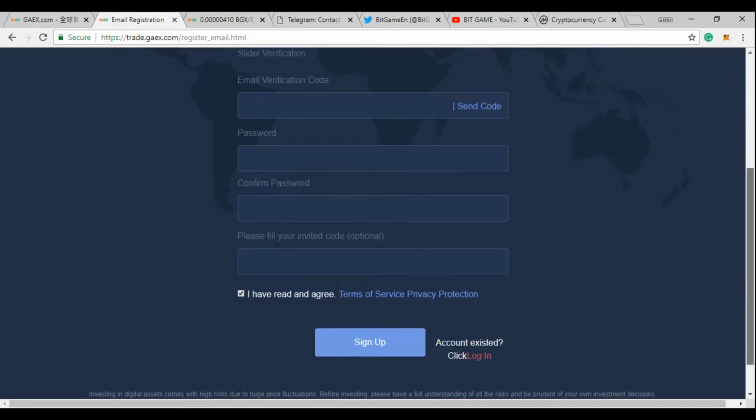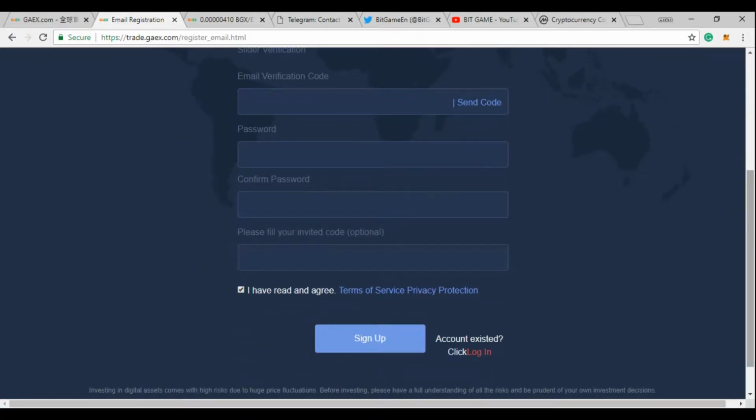And if someone referred you to Gaex, it's good you put the code of your referral down, but it's optional. But it's good if someone referred you, just like a kind of appreciation for the person who introduced you to it. You can just type the code of the person here, and you click on sign up. And once you sign up, that is as easy as that.